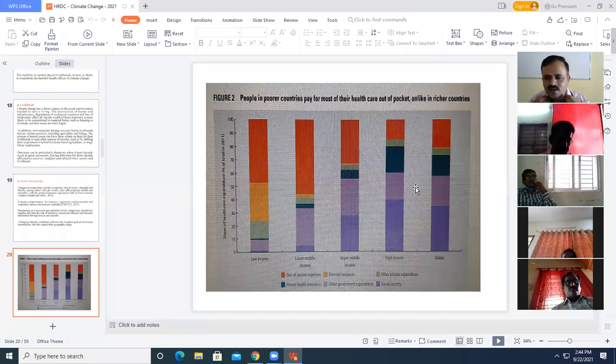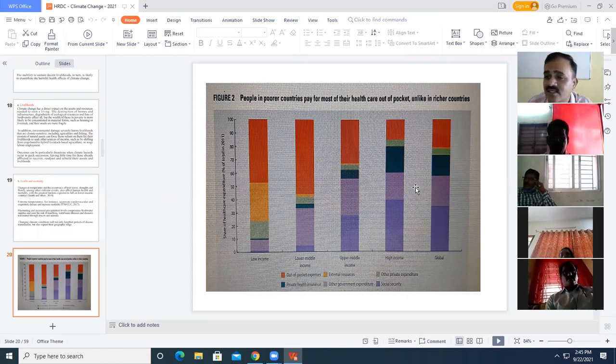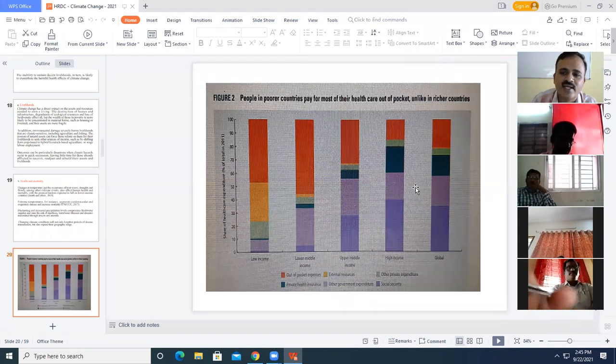And as all of us know, as students and teachers of economics, in most of the poor countries, people pay most of their health care from their own pocket, unlike in the rich countries, where 70 to 80% of the expenditure on health is supported by the government. Whereas in low income and lower middle income countries, the majority of the household expenditure on healthcare is borne from their own pocket. That is called out of pocket expenditure from the household.